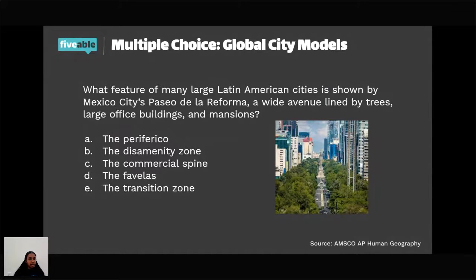So I'm seeing C, and that is correct. Good job. So this commercial zone is lined with businesses and really nice amenities and trees and stuff. And that's also where the wealthy people are likely to live. So good job, Daisy and Marcus.